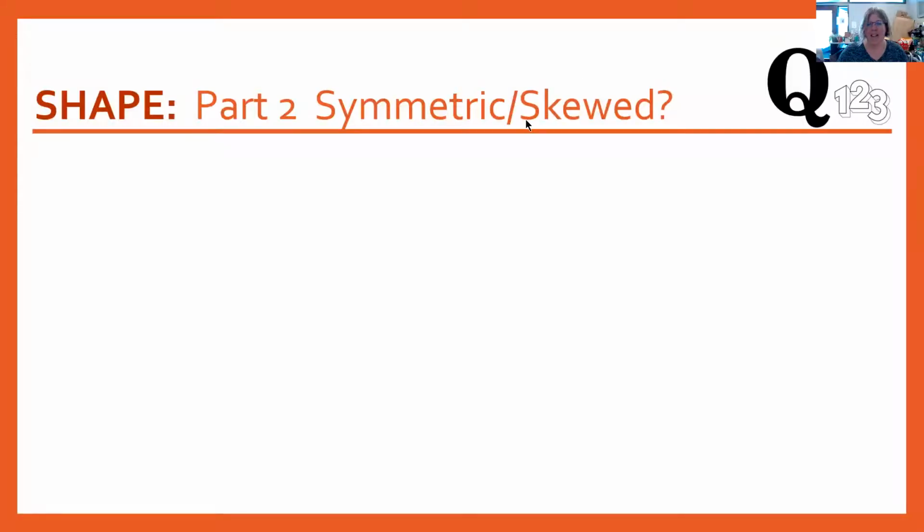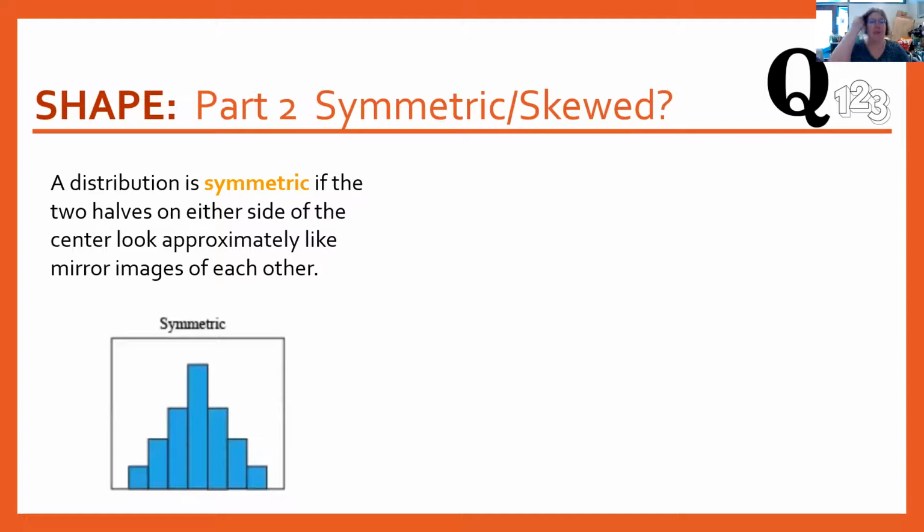All right, and then the second part of shape is: is your distribution or your histogram symmetric or skewed? So a distribution is symmetric if the two halves on either side of the center look approximately like mirror images of each other. So if I can fold that in half and it looks about the same, then we would call that one symmetric. So this picture here, this one is symmetric. If I folded it along the middle, I'd have two sides that look pretty much identical.